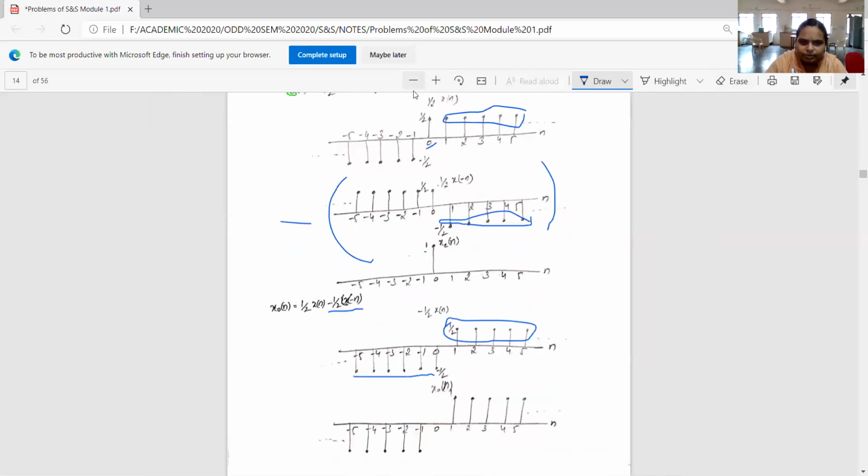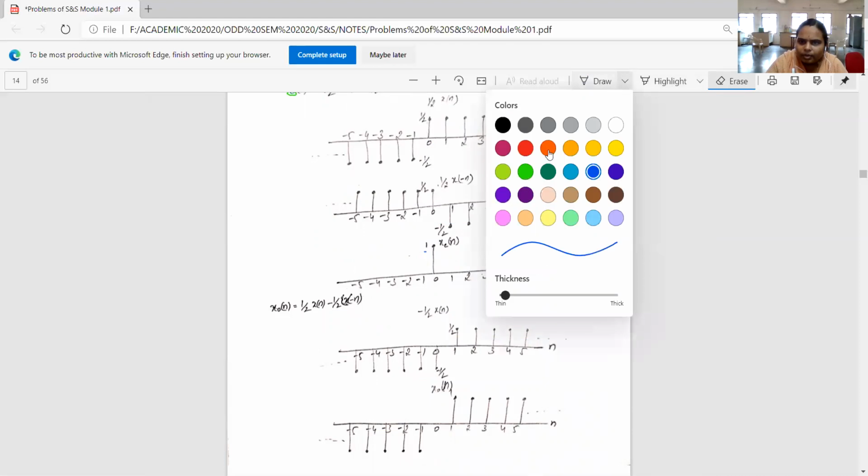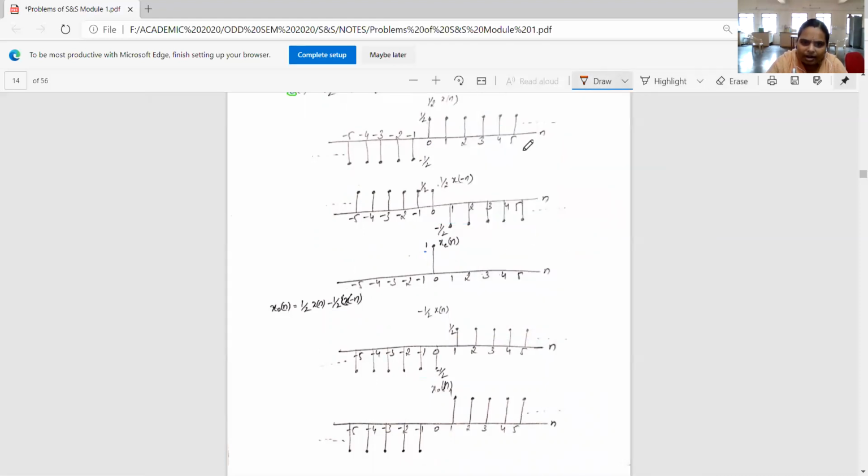So now what we have to do? Now we have to add 1 by 2 x of n with the minus 1 by 2 x of n, because already I wrote our minus 1 by 2 x of n. Okay, what we have to do? We have to add these two signals.